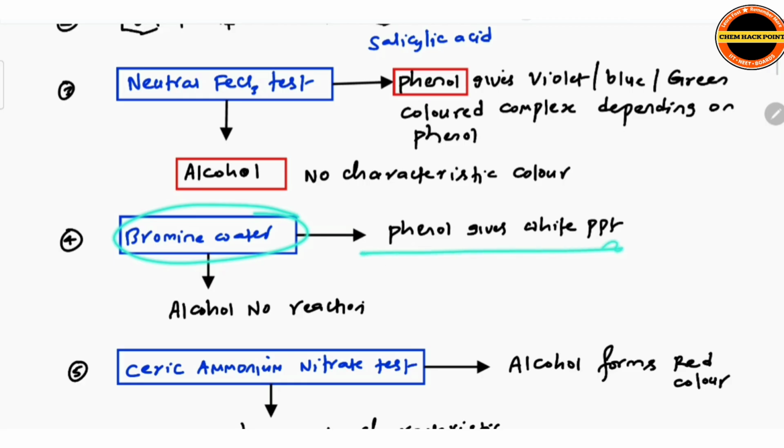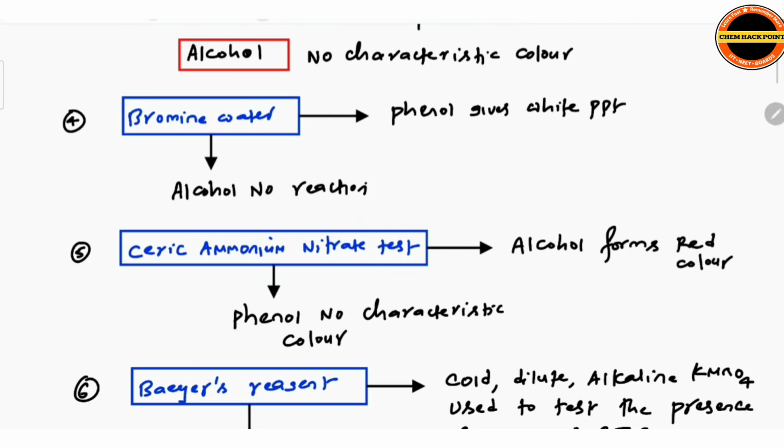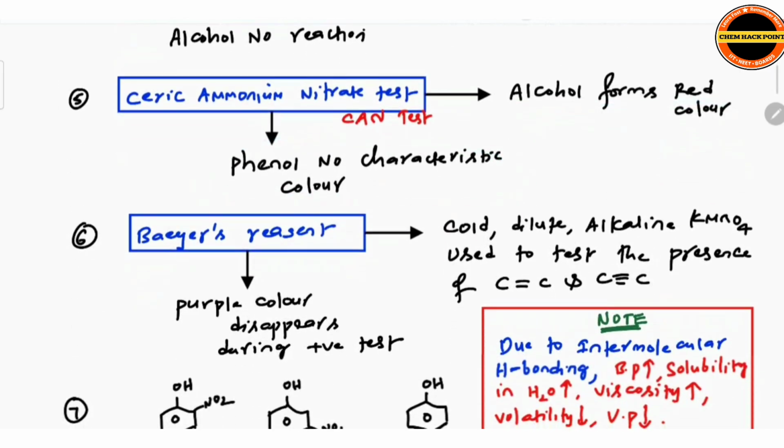Bromine water: phenol gives a white precipitate but alcohol gives no reaction. Ceric ammonium nitrate test, which we commonly call the CAN test. Here alcohols form a red color, whereas phenol gives no characteristic color with this, so you can distinguish.